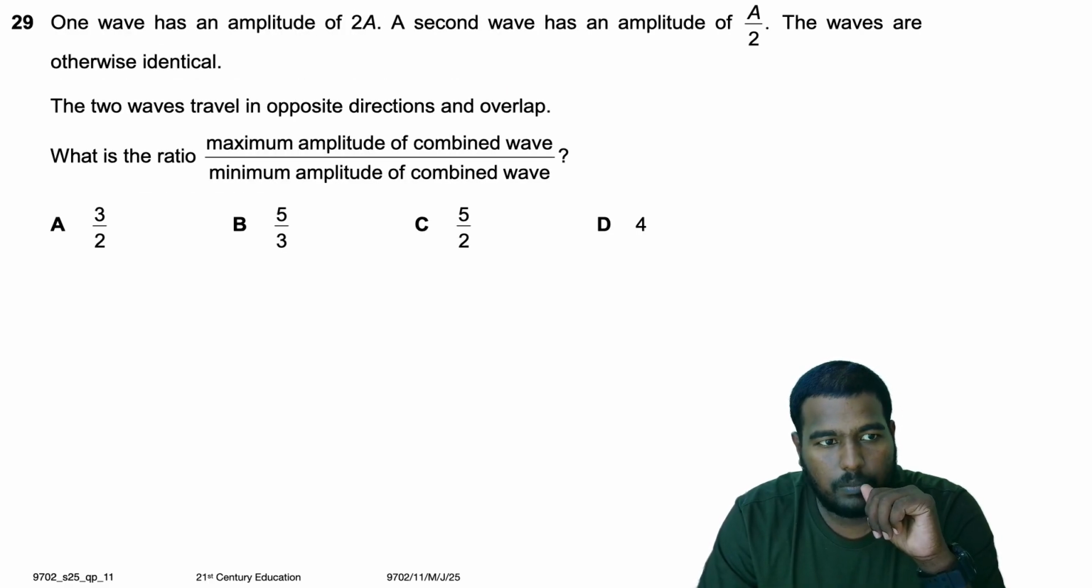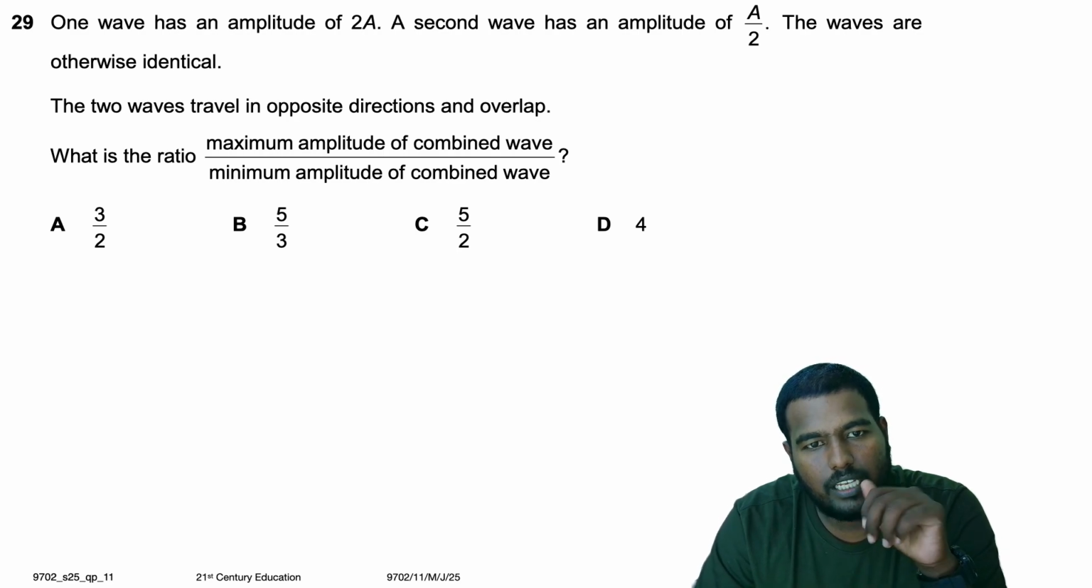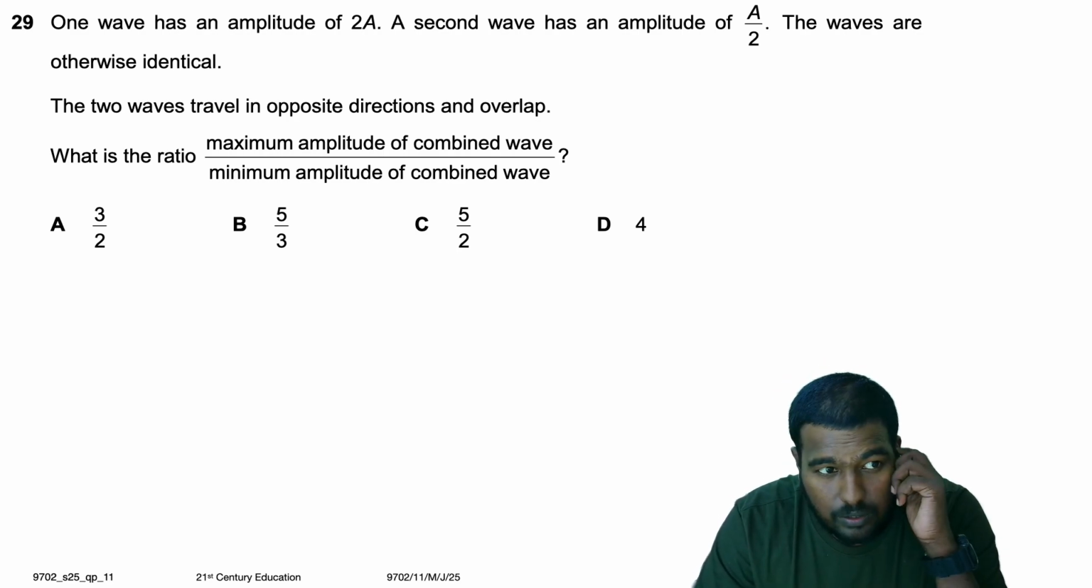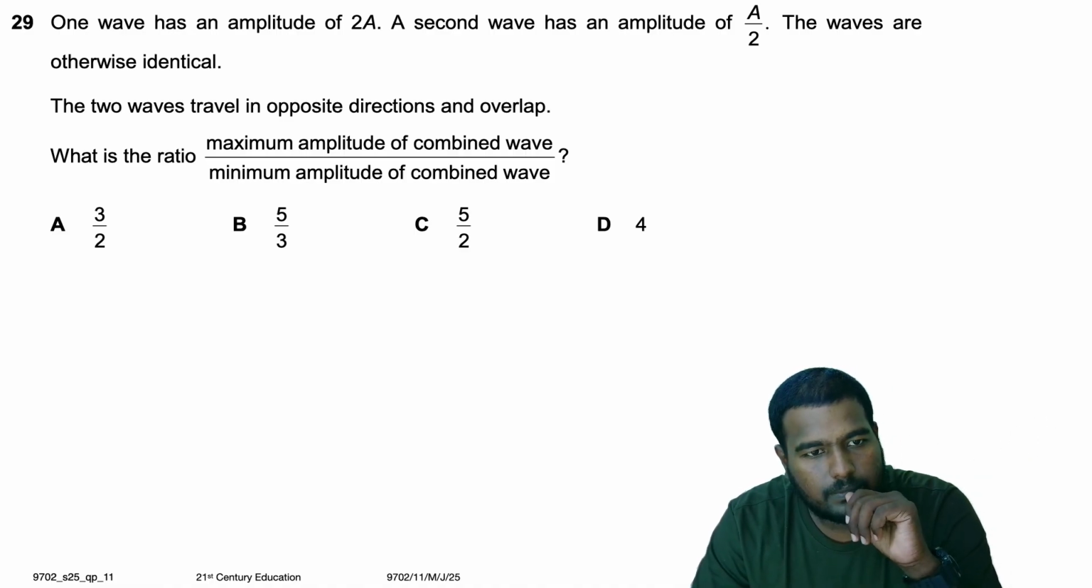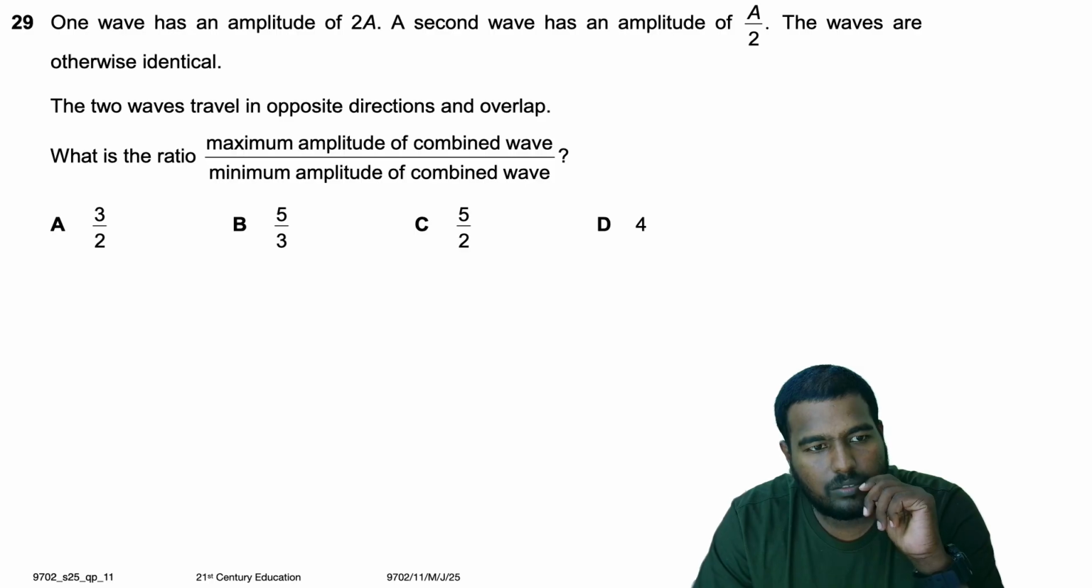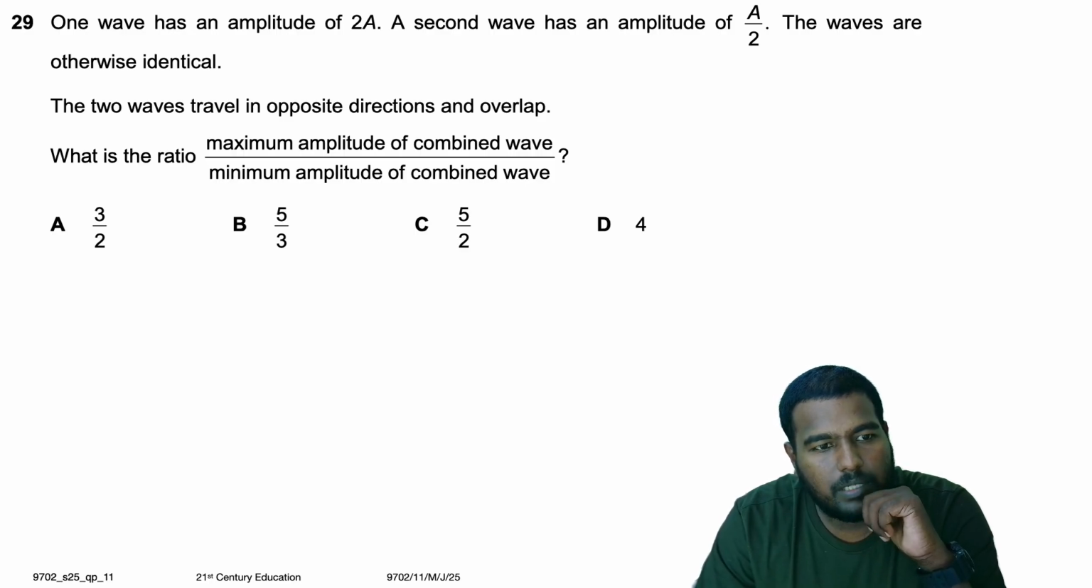One wave has an amplitude of 2a, a second wave has an amplitude of a by 2. The waves are otherwise identical. The two waves travel in opposite directions and overlap. What is the ratio of the maximum amplitude of the combined wave to the minimum amplitude of the combined wave?